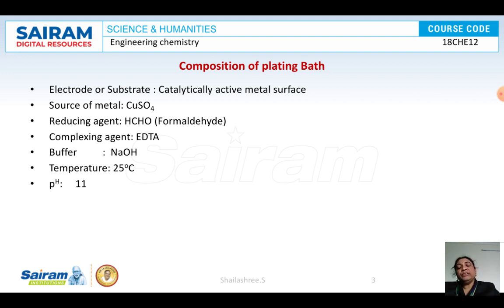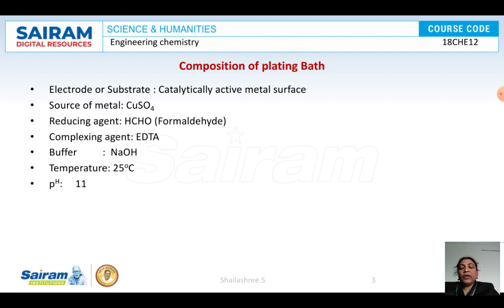The source of the metal here is copper sulfate. Generally the coating materials used are chlorides, sulfates or nitrates of the coating metal. So in this process of electroless plating of copper, copper sulfate is used. And as this is electroless plating, we must use a reducing agent. In this process the reducing agent used is formaldehyde.